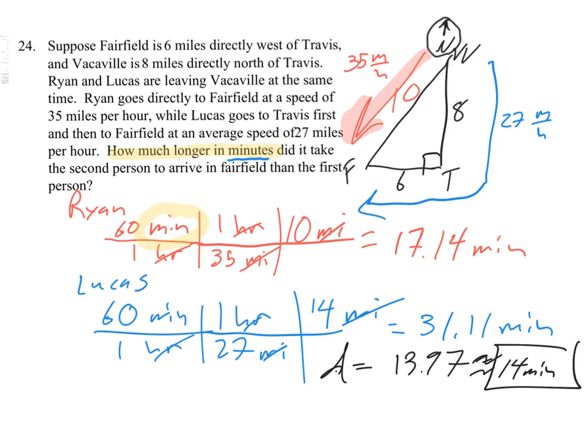So if we were to answer this in a complete sentence, we'd say something like, it took Lucas 14 more minutes to arrive in Fairfield than it did Ryan.